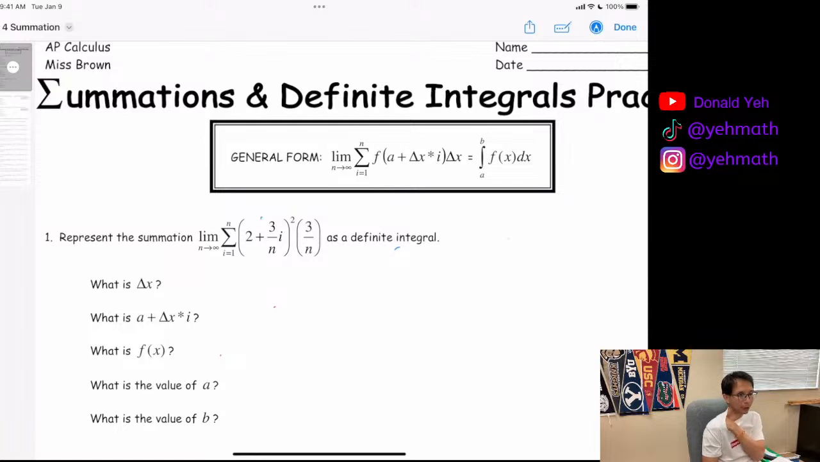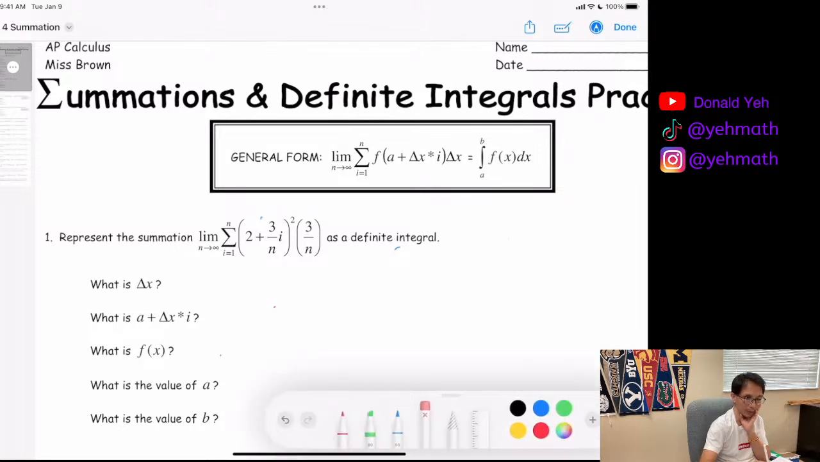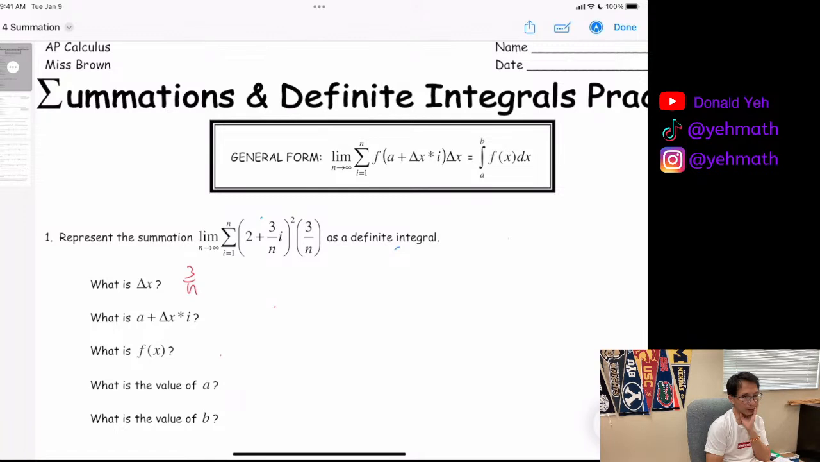What does this notation represent as a definite integral? You're solving for it, but indirectly, you're going to figure out all the pieces. This is 3 over n. Good. What is a plus delta x times i? 2 plus 3i over n, right? What's the f of x?